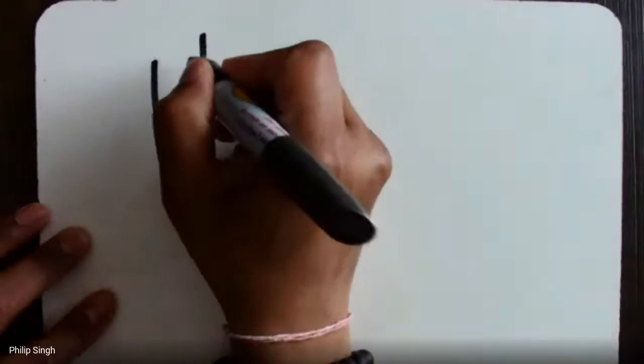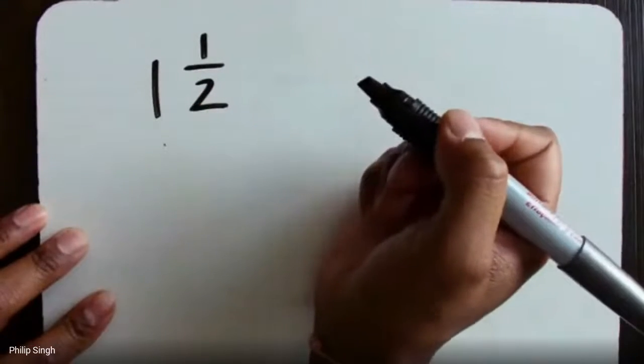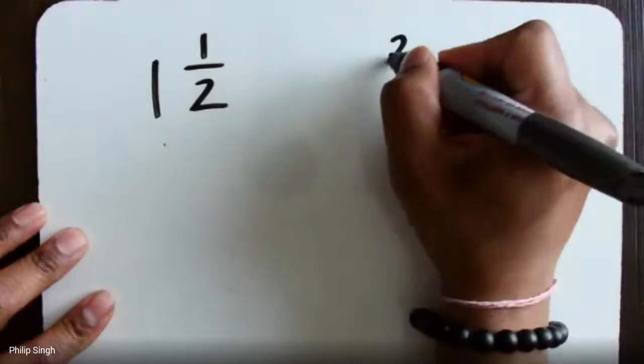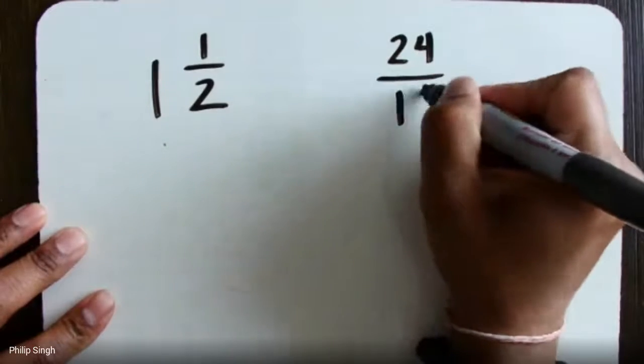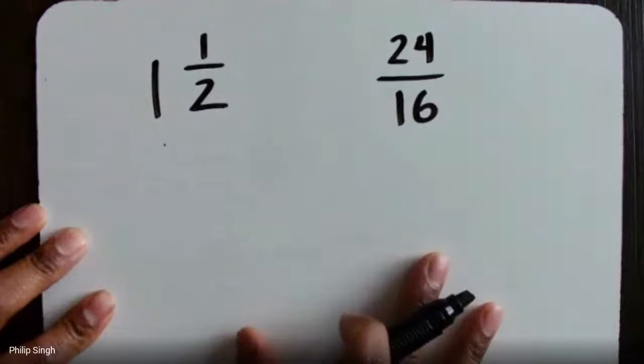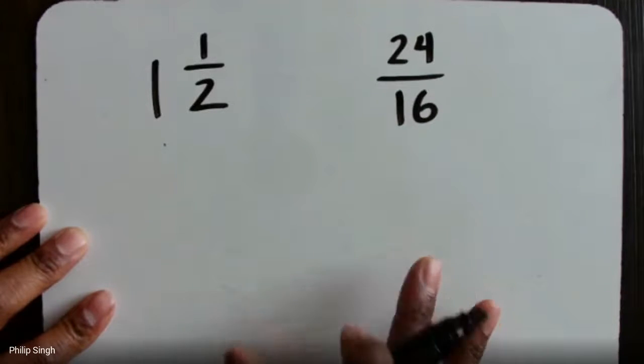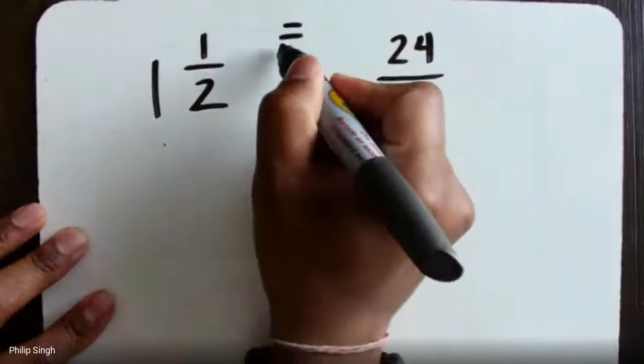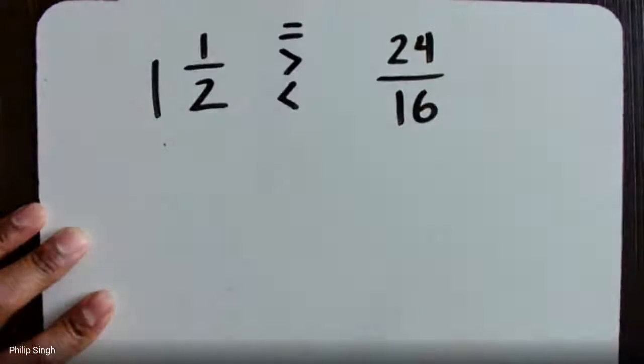Hey everyone. So we've talked about how we can convert from a mixed number to an improper fraction and an improper fraction back to a mixed number. And we're going to use those skills to compare two fractions to see if they're equal or maybe one's greater than the other. So the two fractions I'm going to use, I'm going to have 1 1/2 as my mixed number, and my improper fraction is going to be 24/16. So we're going to compare these two fractions and try to figure out, are they equal? Is this one greater or is that one greater?